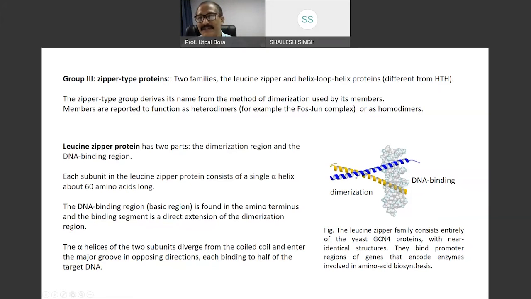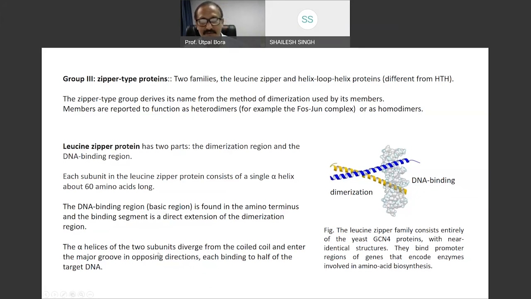So from the name, from the shape, you see it appears like a zipper, and hence the name. So the DNA binding region is found in the amino terminus, and the binding segment is a direct extension of the dimerization region. Okay, so it's continuous. I mean, it's one protein, and there is no separation between dimerization zone and DNA binding as such. But of course, one portion dimerizes with the other polypeptide, and the remaining portion binds to the DNA.